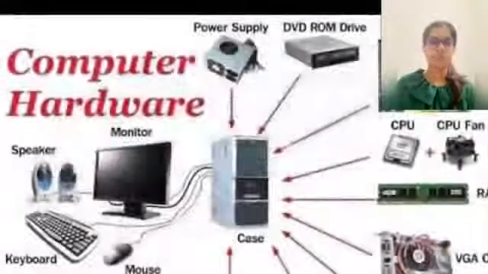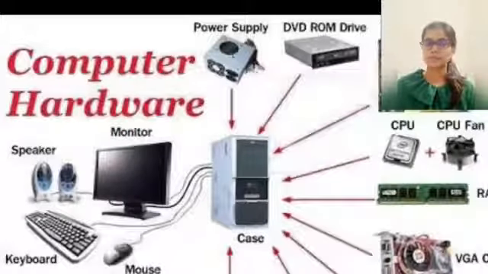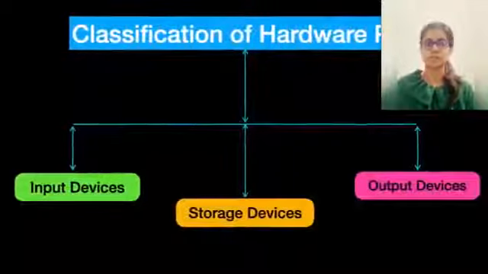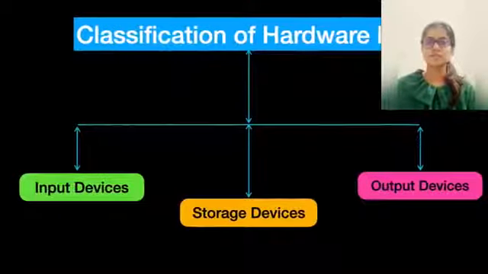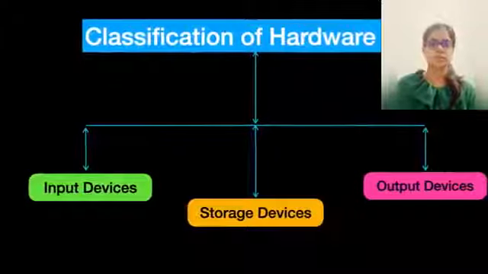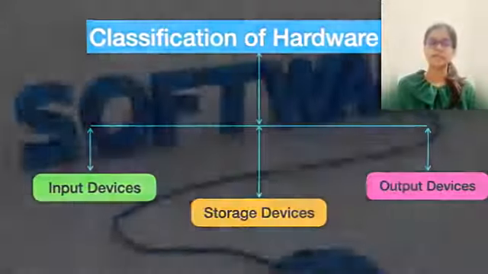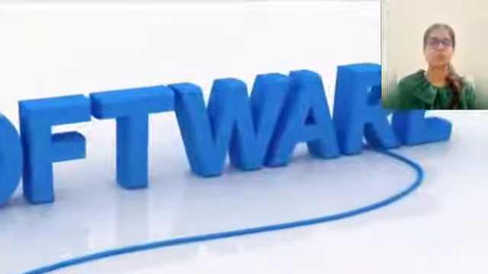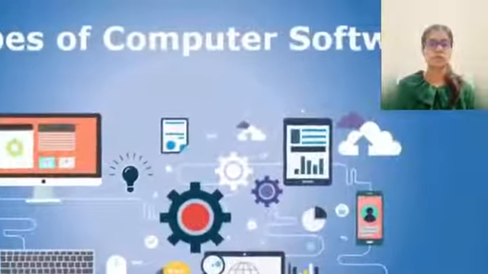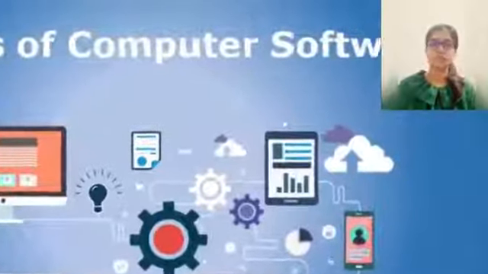So kids, that's all for hardware parts. We studied 3 types of hardware parts. First one, input devices. Second, output devices. And last one is storage devices. In our next class, we will study about software. What is a software and what are the different kinds of software that we use in our day-to-day life.